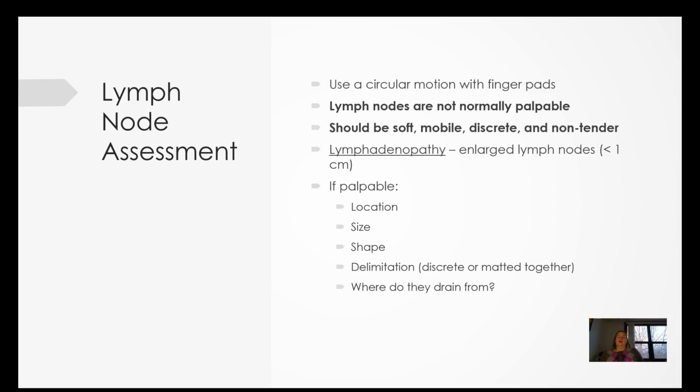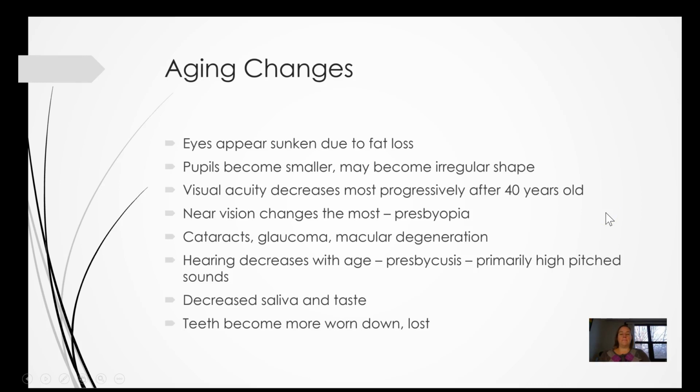But if you do, and it's soft and you can move it, so you can push on it and it moves over to the side, then that's a good thing. Discrete means it's identifiable. We can pinch it and say, oh yep, there's only one there, and it shouldn't hurt. Lymphadenopathy refers to enlarged lymph nodes that are greater than 1 centimeter.